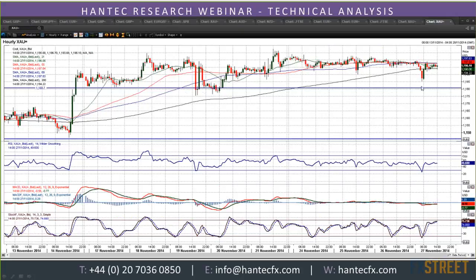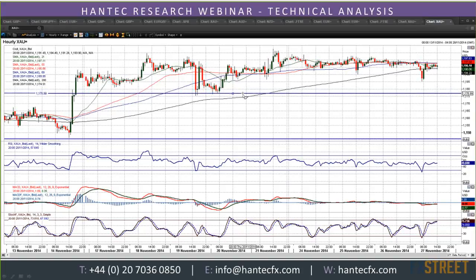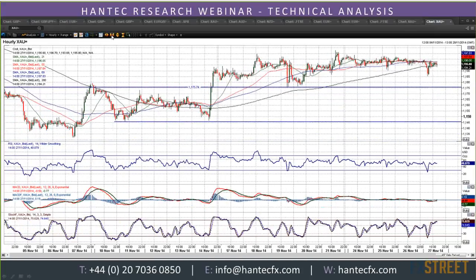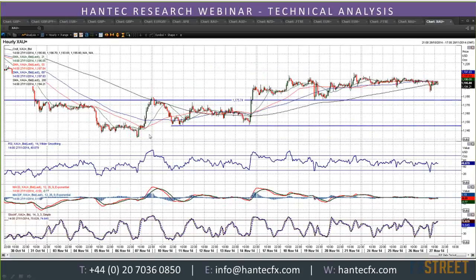My God, 1,175.50 cents. I can never do my gold levels without making a mistake. Anyway, ultimately you've got this sequence of higher lows on gold, and I still think that gold is sort of edging higher, and now having broken above 1,180, I think it theoretically should be building further upside.